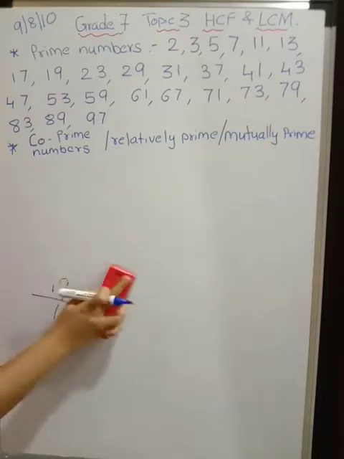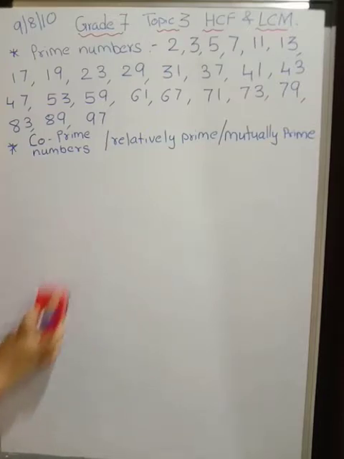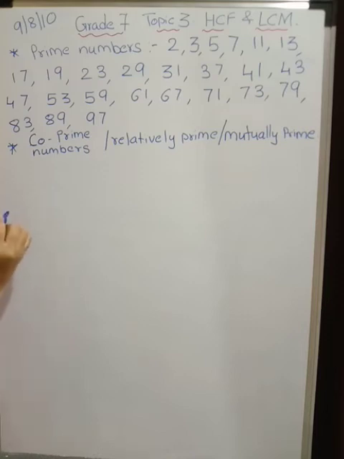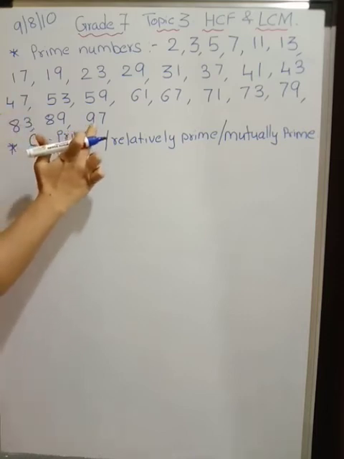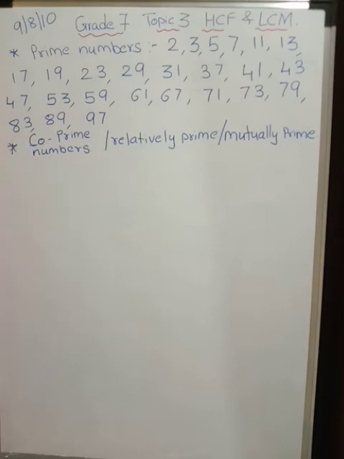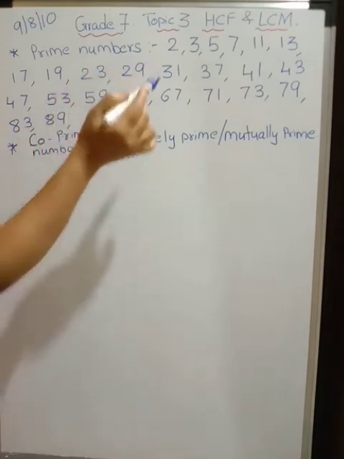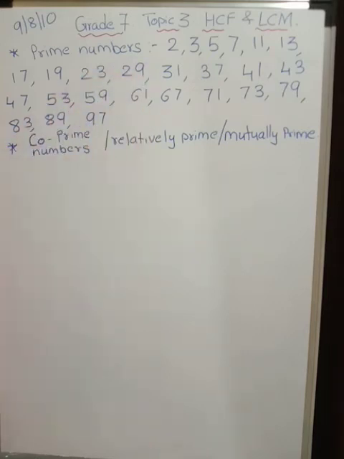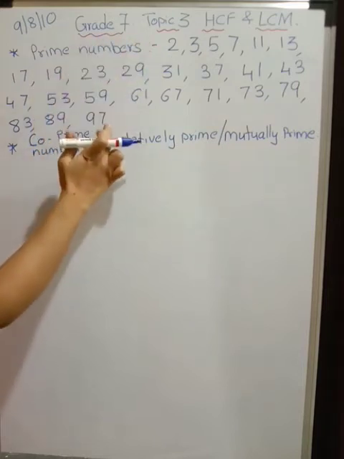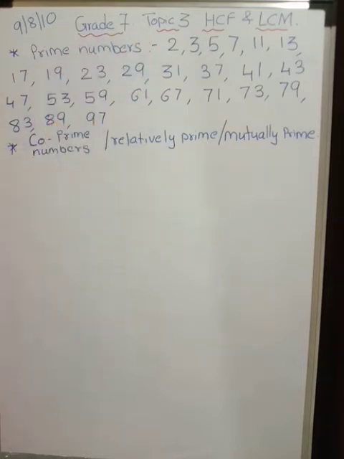So what is one of the characteristics of a prime number? They should have two factors. Now these are the prime numbers which I have listed between 1 to 100. If you count all, there are 25 prime numbers between 1 to 100. These are all the prime numbers.